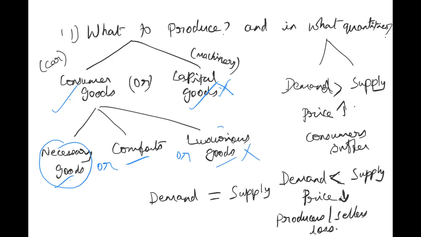So that is the way the country has to produce a particular commodity. The first problem is the country has to decide what type of commodity they have to produce. And the second problem is what should be the volume of production of that particular commodity. That is the second problem they have to face. Okay. So that is the first basic problem faced by an economy.